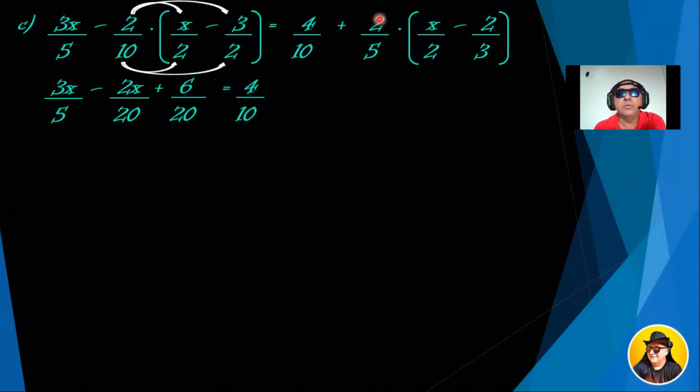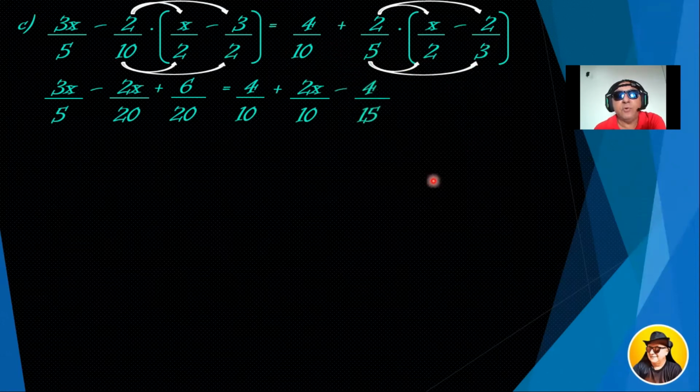Now I have to multiply 2 over 5 over and under. 2 times x, 2x. 5 times 2, 10. And then multiplying again, plus 2 times minus 2 is minus 4, and 5 times 3 is 15. So I have minus 4 over 15. Now I cannot add or subtract fractions of different denominators, so I have to calculate the same denominator in order to perform the operations.